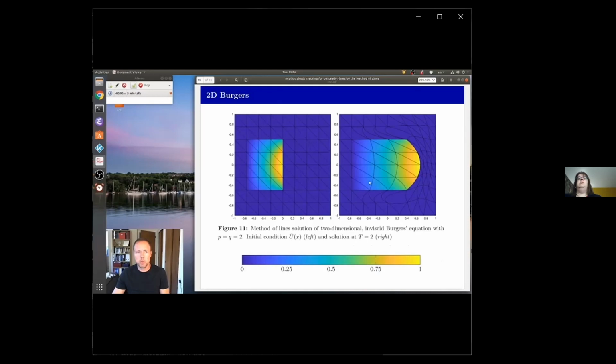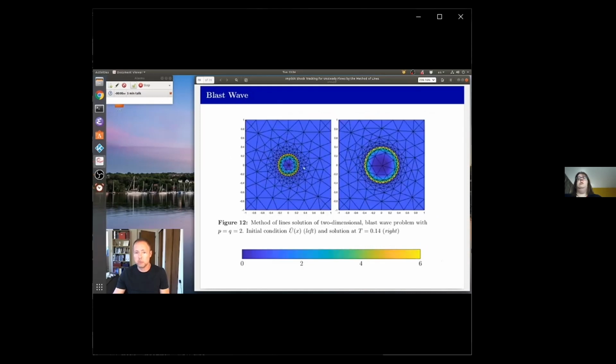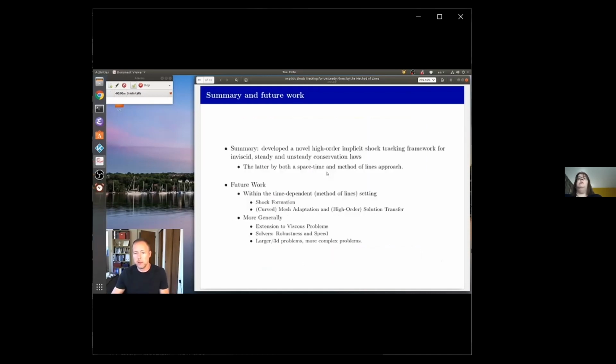And we have 2D cases. We have 2D Burgers here that deforms this initially straight interface, and a blast wave that is just expanding like that with very good results. So there is a lot of future work here, in particular shock formation and solution transfer, but I will maybe leave that to the discussion section, and I'll be happy to discuss this much more then. Thank you very much.